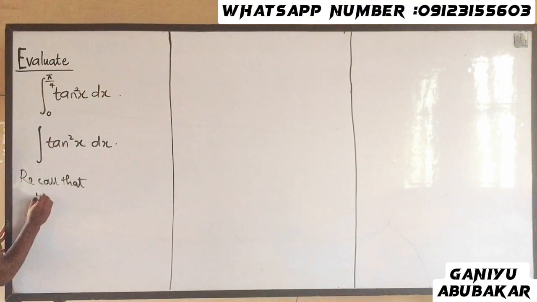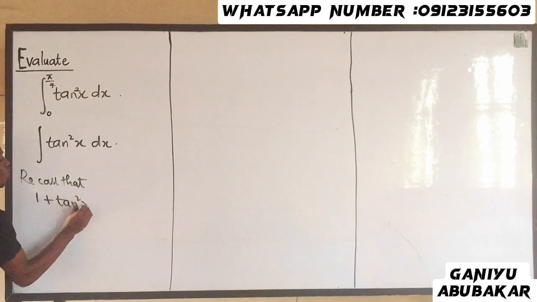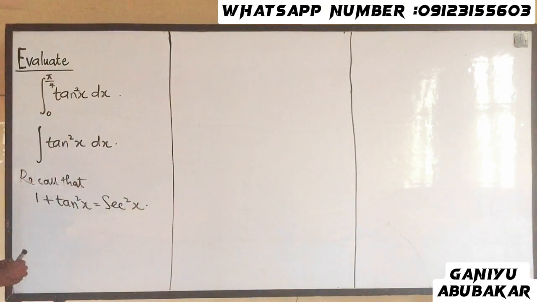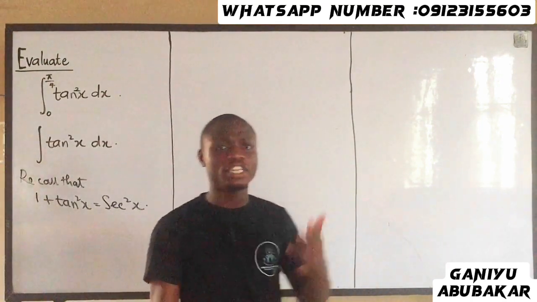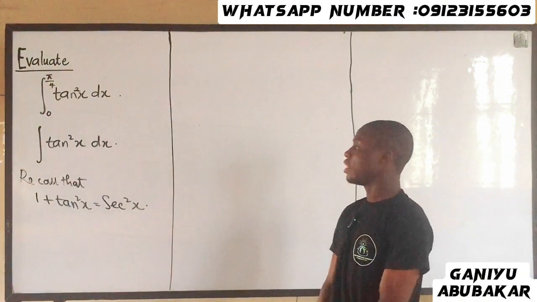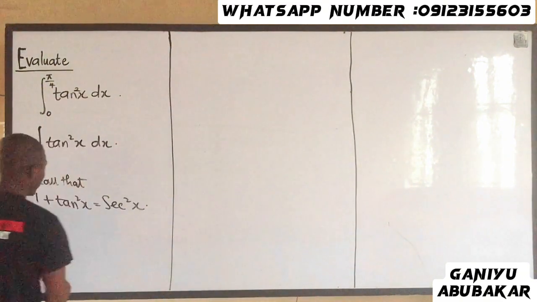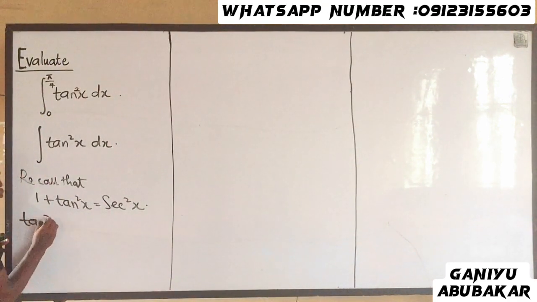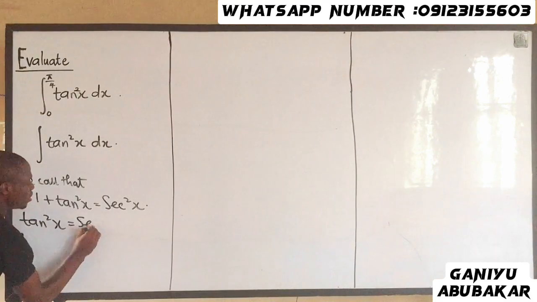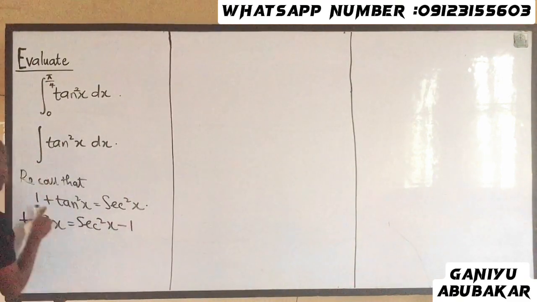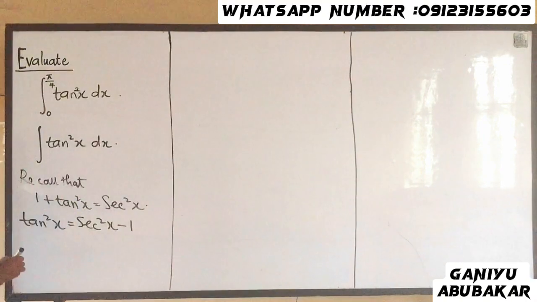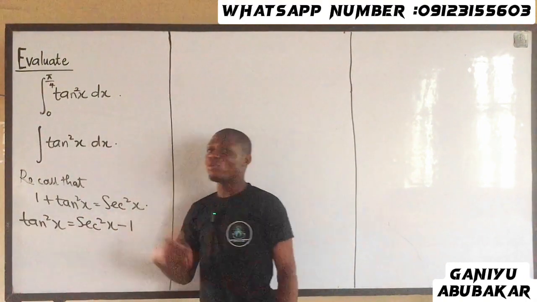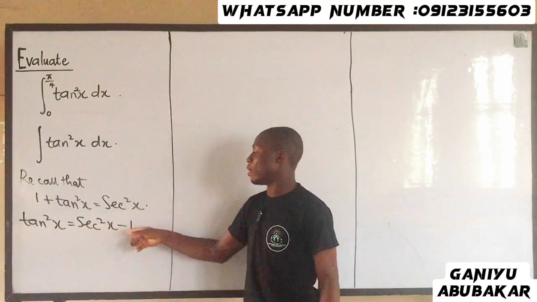We said 1 plus tan squared x is equal to what? Sec squared x, right? From trig functions, 1 plus tan squared x equals sec squared x. This means that, look up please, I'll make tan squared x the subject. I'll have that tan squared x is equal to sec squared x minus 1. This 1 moves here and becomes minus 1. It means that anywhere I see tan squared x, I'll put the value of sec squared x minus 1.